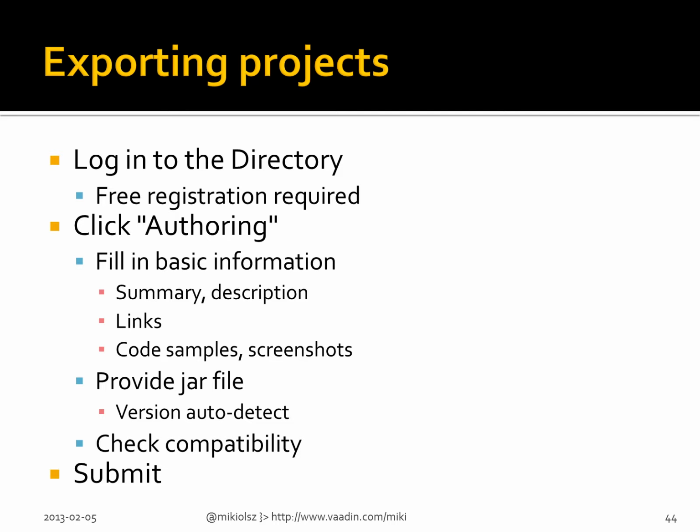Once you've done that, you log into the directory, and you have to be a member of the Vaadin community to do that. Registration is of course free, and it gives you access to forums if you want to ask questions. But most importantly, it allows you to upload your add-ons to the directory and download add-ons from the directory. Then we click the authoring link, on the middle left. We fill in basic information like summary, description, links. It is recommended that you provide some code samples or screenshots or some other extensive documentation that might be useful when somebody else uses the add-on. Then we provide the jar file, and as I said, there is auto detection of the version number.